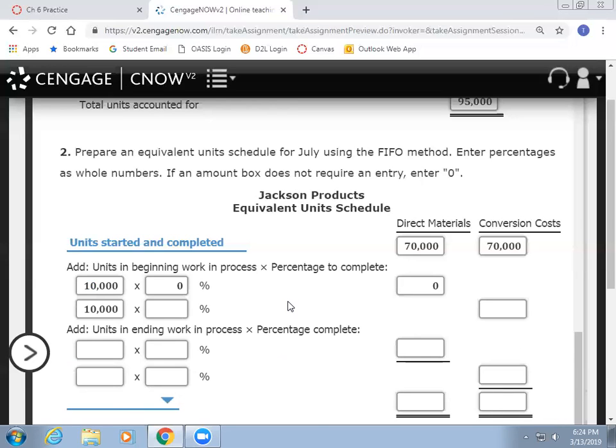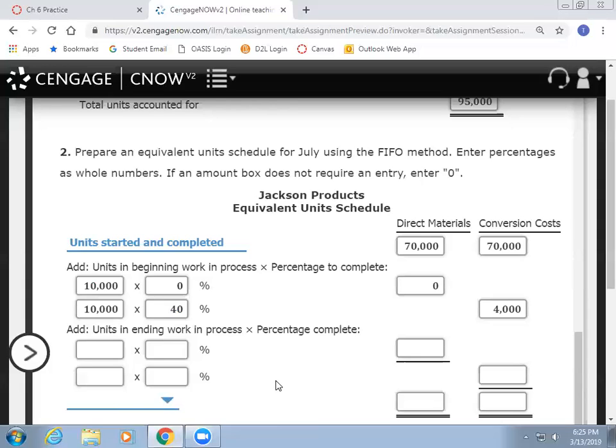But for conversion costs, we were what, 60% complete? So how much more would I need to add? 40. Very good. So I'm going to multiply it by 40. And so my conversion costs equivalent units would be 4,000. Okay. So when we deal with FIFO, we have to figure out how much it would take to finish off or complete those that are in beginning work in process. So it's really, you know, if they're 100% complete, it takes nothing more to complete them.